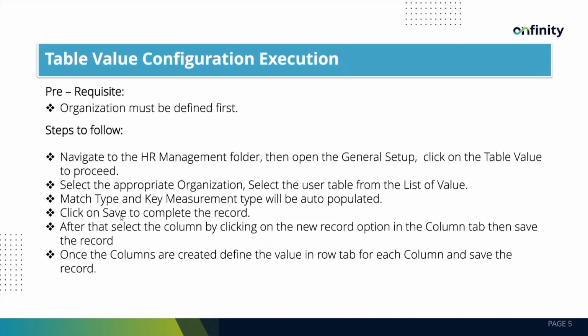Save the record. Next, go to the Column tab and select the column shown in the drop-down, then save the record. After that, go to the Row tab to define the value against each column and save the record. Now, let's switch to the system and walk through each step to understand the configuration in action.